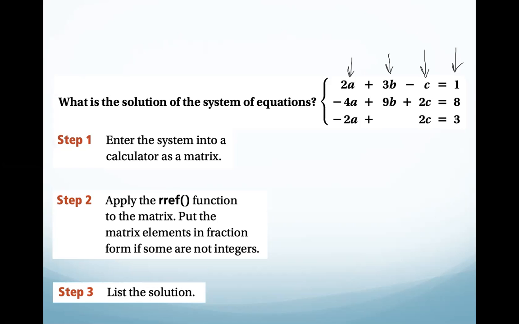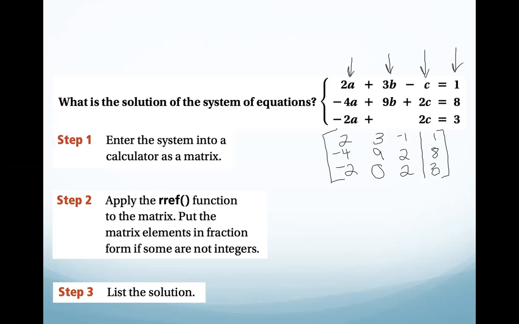So if we look at this, in our first column, our coefficients are 2, -4, and -2. Our second column going down, we have 3, 9, and there's nothing there, so that's a 0. Our third column here, we have -1, 2, and 2. And then we have our equal signs, and our constants are 1, 8, and 3. So there is our first matrix.